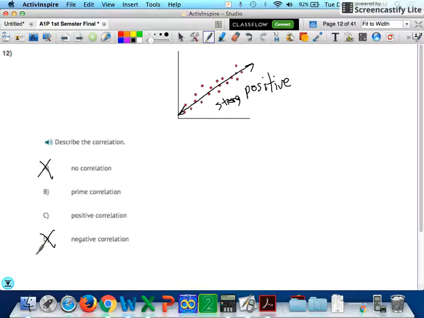Now we're left with prime correlation and positive correlation. I don't know what prime is. Not seen that one. But I know what positive is. And this is indeed positive correlation. So I would call it positive correlation.